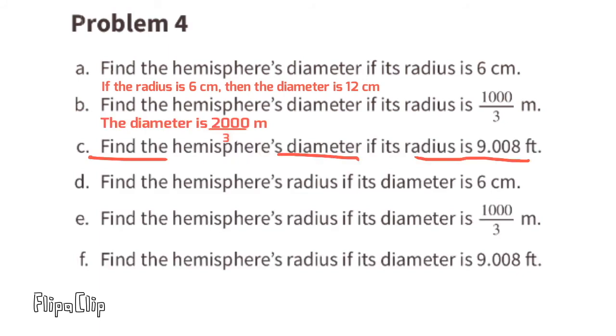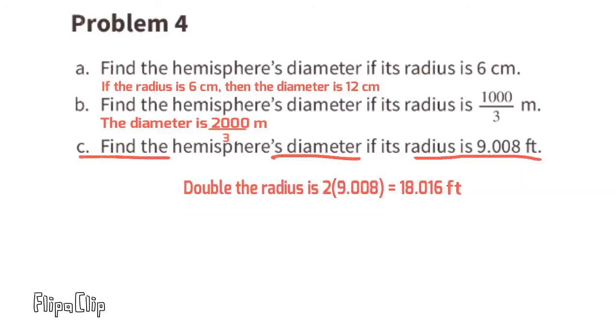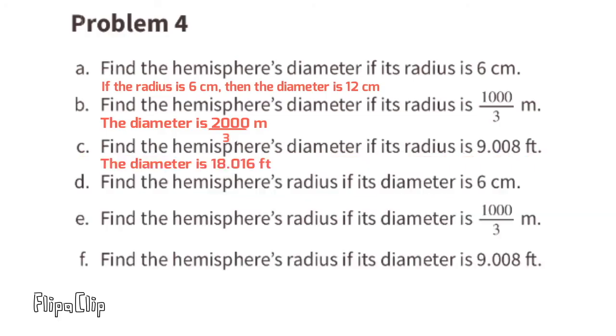C. Find the hemisphere's diameter if its radius is 9.008 feet. Double the radius is 2 times 9.008, and that equals 18.016 feet. So the diameter is 18.016 feet.